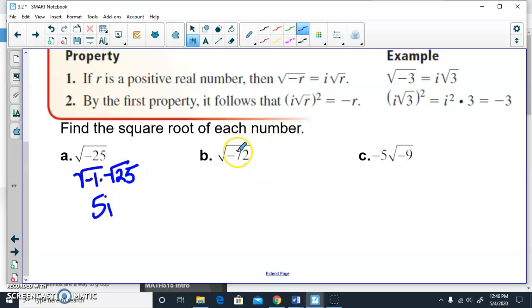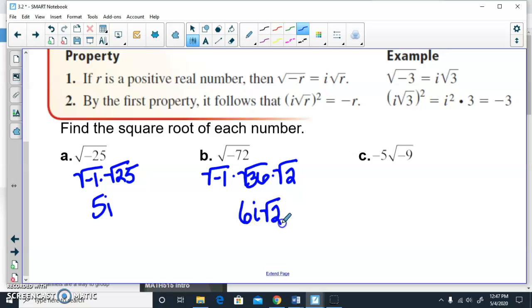And the square root of negative 72. Well, 72 is not a perfect square, but it does have a perfect square factor of 36, and 36 times 2 is 72. So we can simplify this. This would give us an i. The square root of 36 is 6, and the square root of 2 is not perfect.